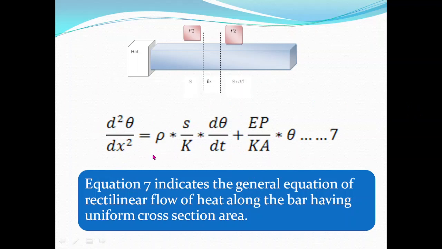Rho is the density of the bar, S is the thermal specific heat of the bar, K is the coefficient of thermal conductivity of the bar, E is the absorptivity of the bar, P is the perimeter of the bar, and A is the area of cross section of the bar. So this equation 7 indicates the general equation of rectilinear flow of heat along the bar having uniform cross section area. Now we have to consider the special cases.